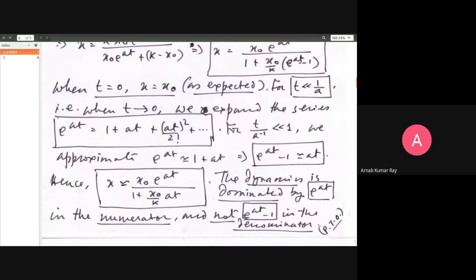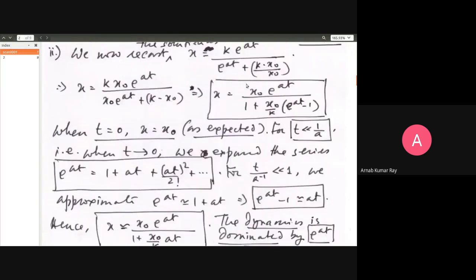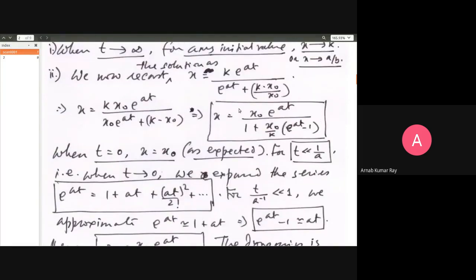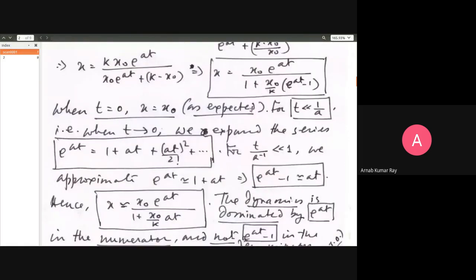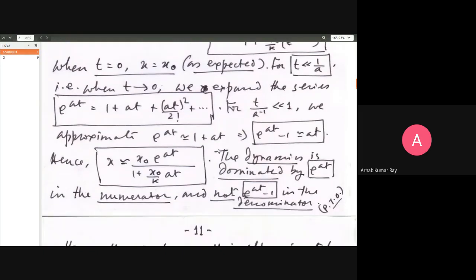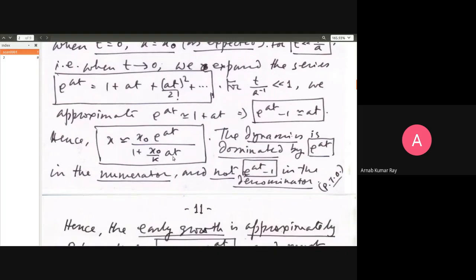Now here you have got e raised to at minus 1. That is what you have. So e raised to at minus 1, this part will be approximately equal to at. And so this solution, which is the exact general solution, in the early stages when t goes to 0 but is not exactly equal to 0, we can get e raised to at minus 1 as at, and this is how we will write the equation.